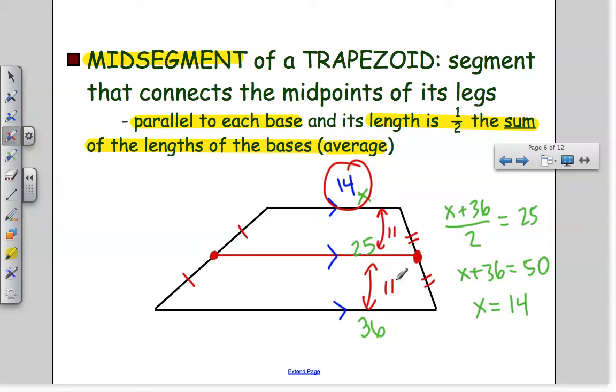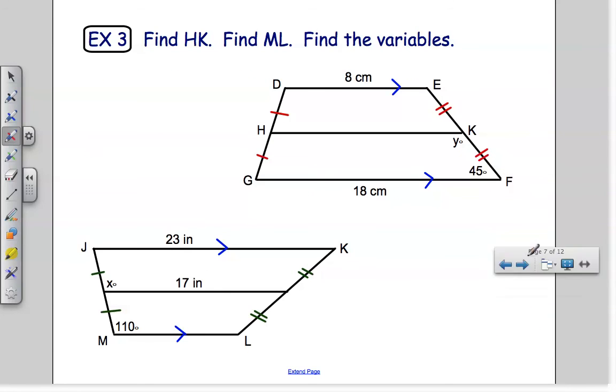So I guess there's a shortcut, or an easier way to do that, thinking about what we know about averages. Talking about mid-segments of a trapezoid: it connects the midpoints of the legs, it is parallel to the bases, and its length is the average of the bases. Let's do some examples using mid-segments here.